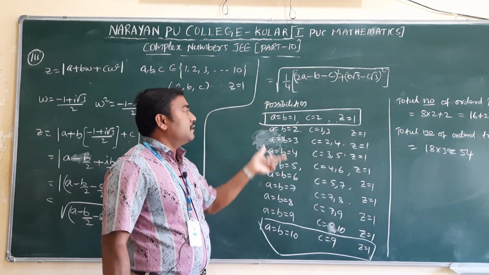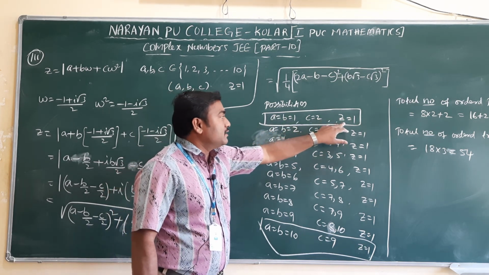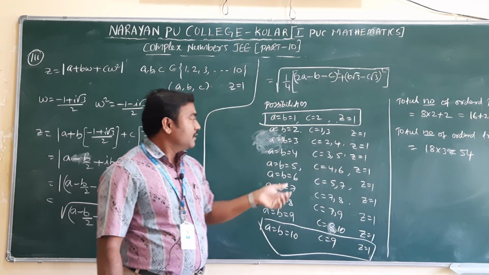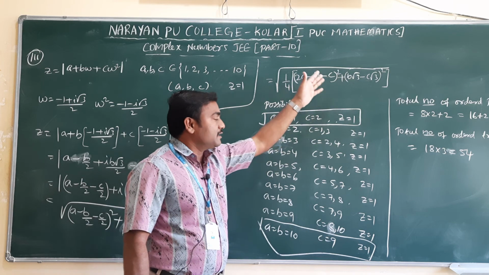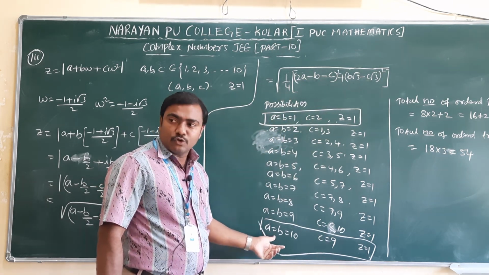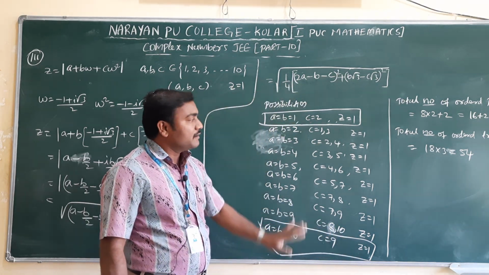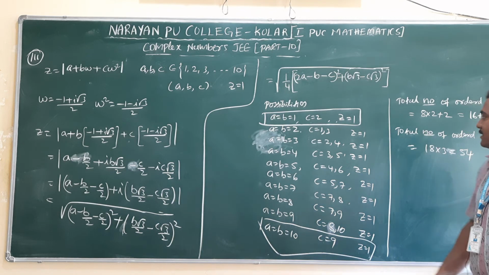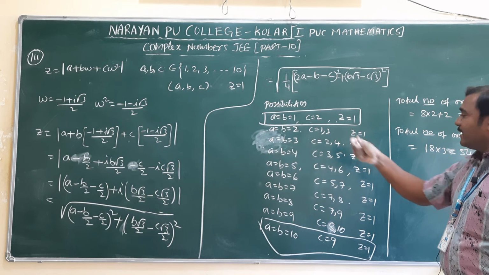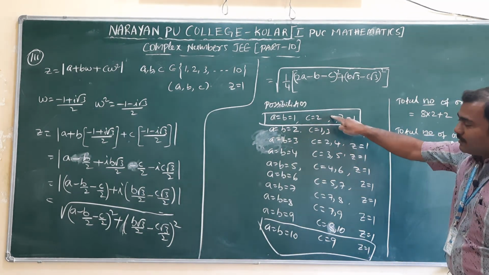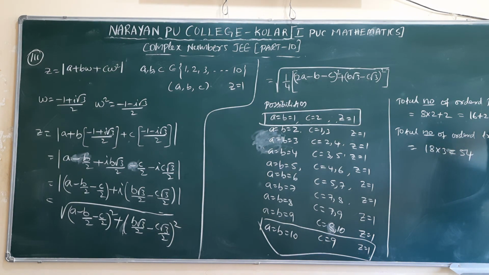For the possible ordered pairs, we take a is equal to b is equal to c is equal to 1. Like this, a is equal to b is equal to c is equal to 2, 3, and so on, all the possibilities. Finally a is equal to b is equal to 10 and c is equal to 9, so that is equal to 1. Now the total number of ordered pairs: 8 into 2 plus 1 pair plus 1 pair, so 16 plus 2, we get 18 ordered pairs.